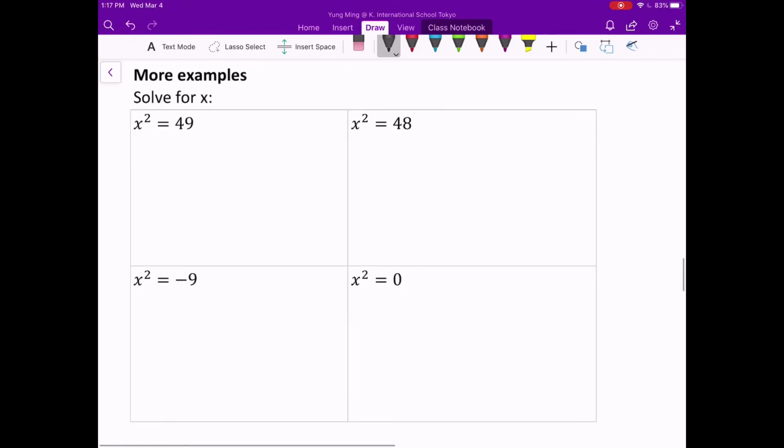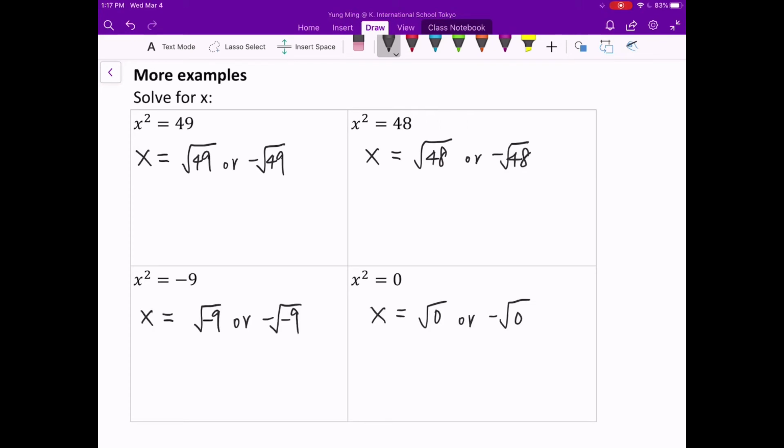So we've got more examples. Solve for x. First of all, we will always figure out what x is. Always we have a square root or minus square root. In this one, we have square root or minus square root. Same thing for everything else. That's what we got for our first step over here.